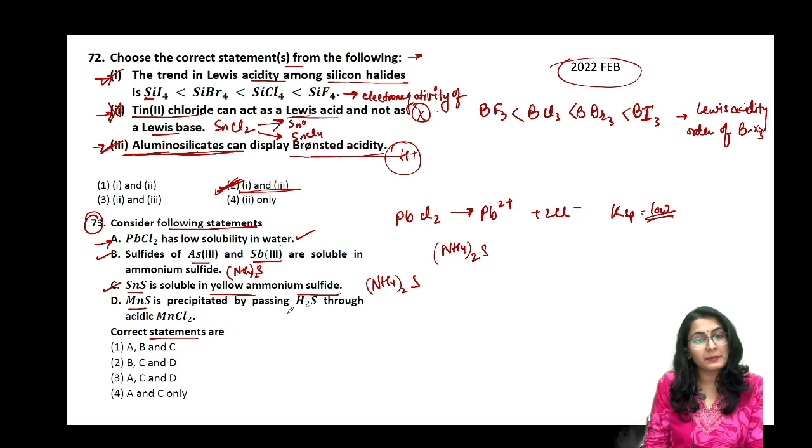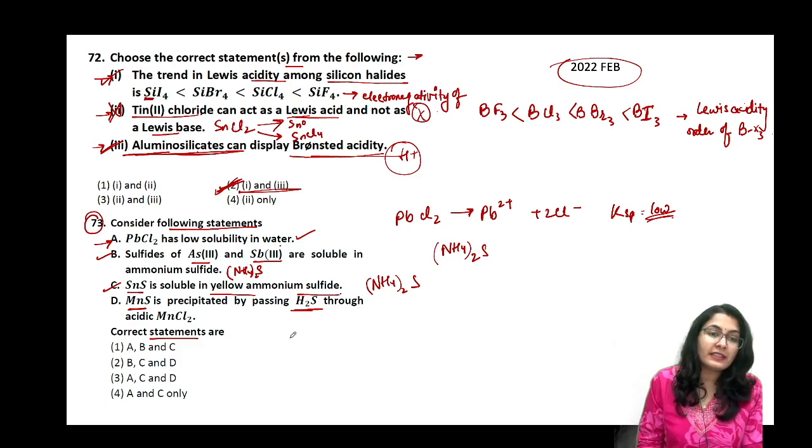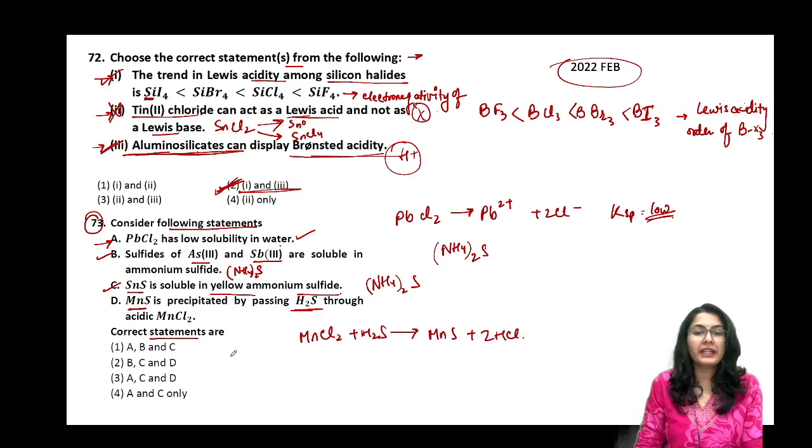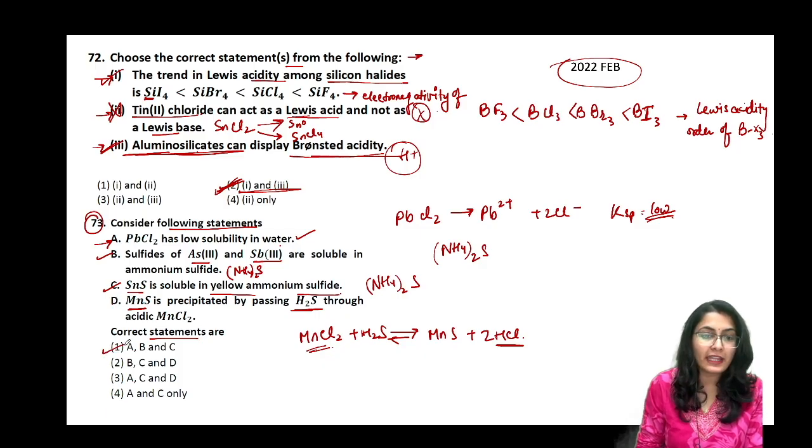Manganese sulfide is precipitated by passing H2S through MnCl2. Now, I think when this happens, MnS is the less reactive one. Theoretically it looks fine, but HCl being a strong acid can react with this further and give you back the more soluble compound. Yes, so I think that D is going to be incorrect. A, B and C are the only correct ones.